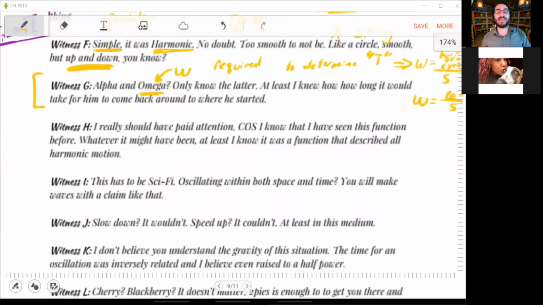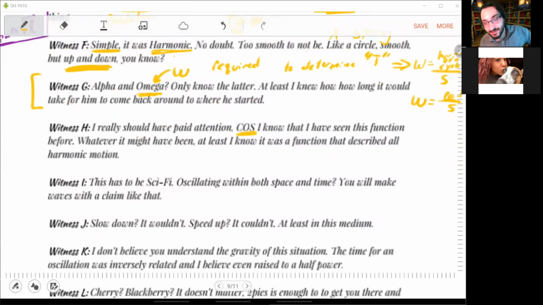Yes. So like I said, omega, that's done. Go look at that little thing if you want to see the full explanation. But witness H, I really should have paid attention. Cos, yes, it's written that way for a reason. I know that I've seen this function before. Whatever it might have been, at least I know it was a function that describes all harmonic motion. This is y is equal to a cosine omega t, a cosine function that we've seen before. It is something that describes all simple harmonic oscillators.